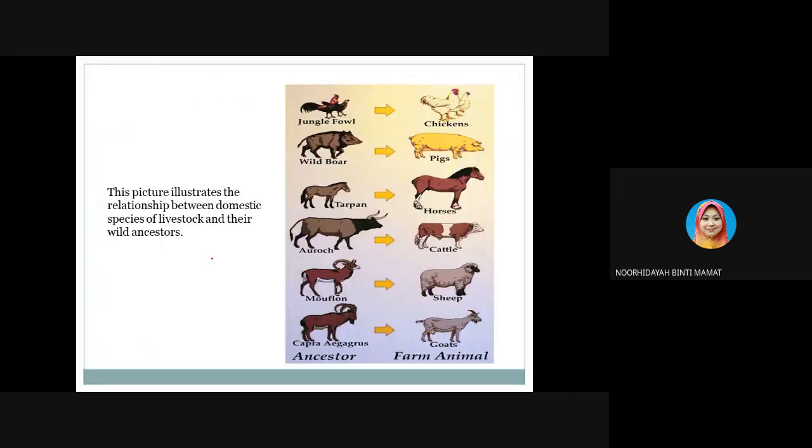So this picture illustrates the relationship between domestic species of livestock and their wild ancestors. For example, here you can see that from the jungle fowl, the ancestor, they become the chickens, the wild boar they become the pigs, the tarpan they become the horses. So this illustrates the relationship between the ancestor and the farm animal.